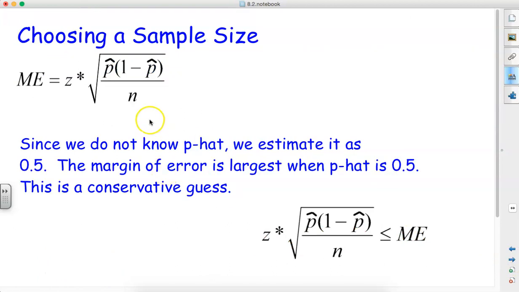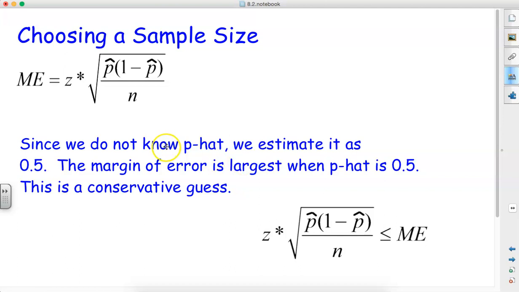Now, the other type of problem you might have is having to choose a sample size. Sometimes we know how confident we want to be, and we have to figure out, before I even do my study, how many people should I survey? What should n be? How many people should I have in my sample so that my margin of error is a certain amount? Maybe I know I need my margin of error to be a certain percent off, so how many people do I need to sample to begin with?